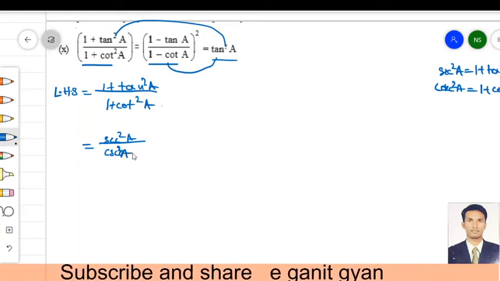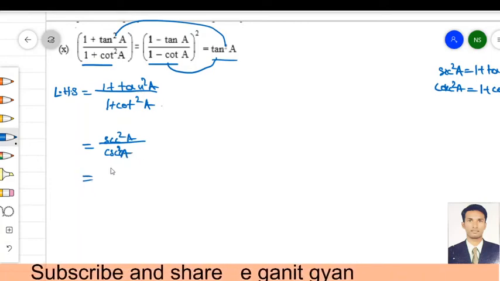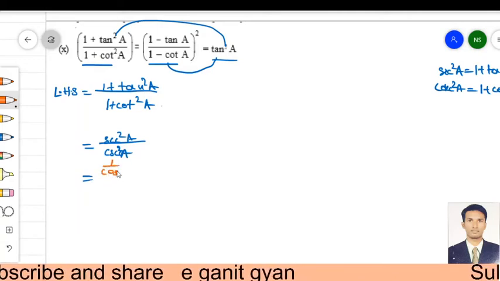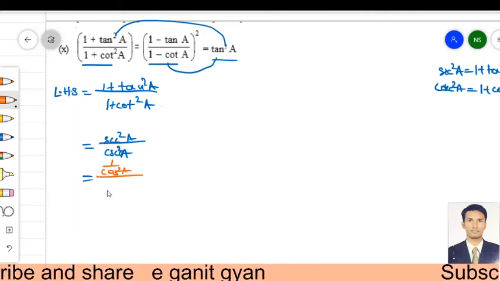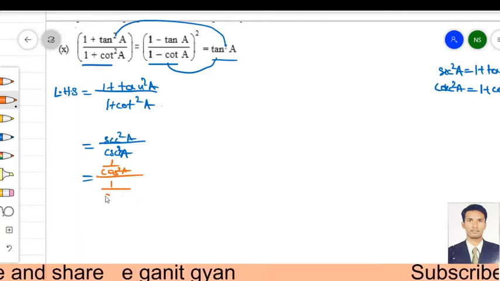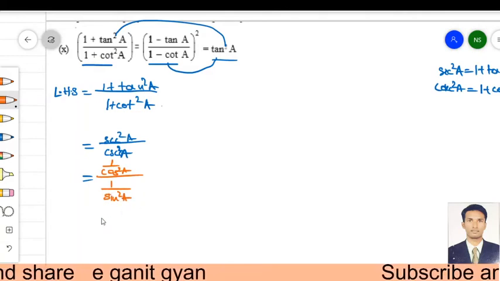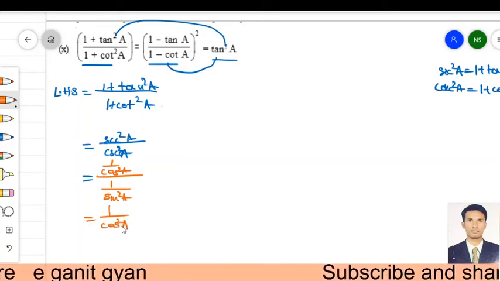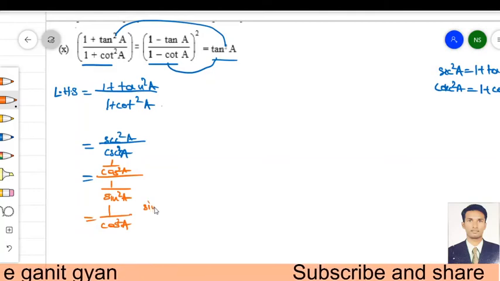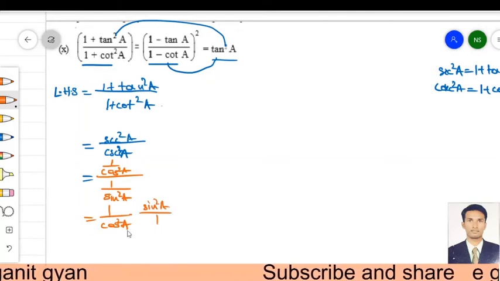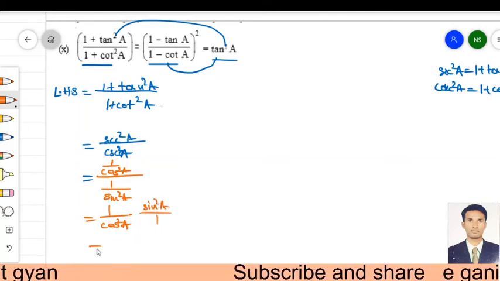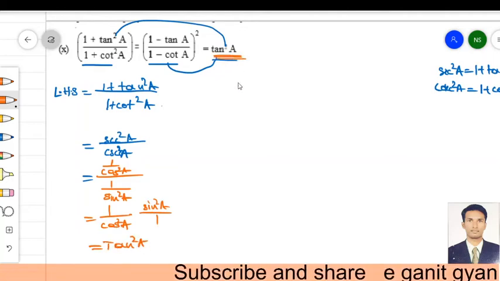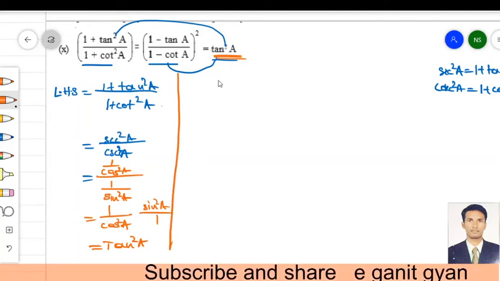Secant square a again we can write as 1 by cos square a divided by cosecant square we can write as 1 by sin square a. So if we flip the fraction, 1 by cos square a into sin square a by 1. Now sin square a by cos square a is tan square a, so which is this one. Now let us move to second thing.